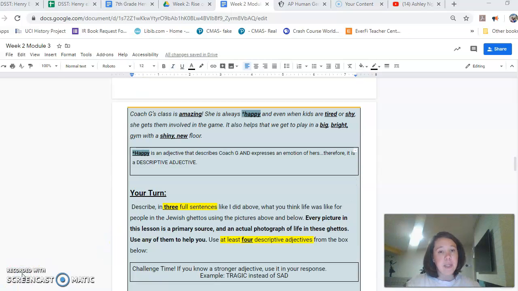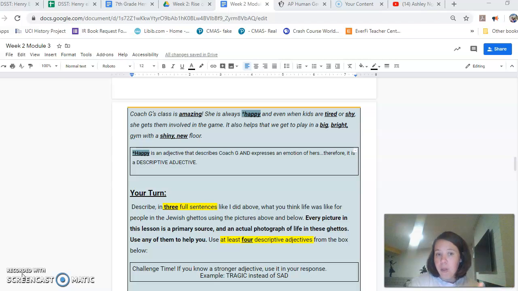All right, guys, I fixed it with Coach G as our example here. So Coach G's class is amazing. She is always happy, and even when kids are tired or shy, she gets them involved in the game. It also helps that we play in a big, bright gym with a shiny new floor. Happy is an adjective that describes Coach G and expresses an emotion of hers. Therefore, it's a descriptive adjective. We also have tired and shy, which are describing the kids. Big, bright, shiny, and new are all describing things that we could see in the gym.